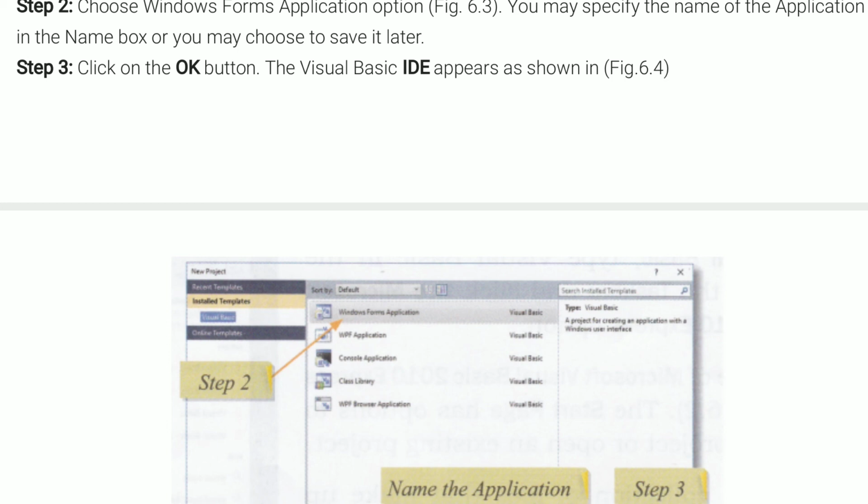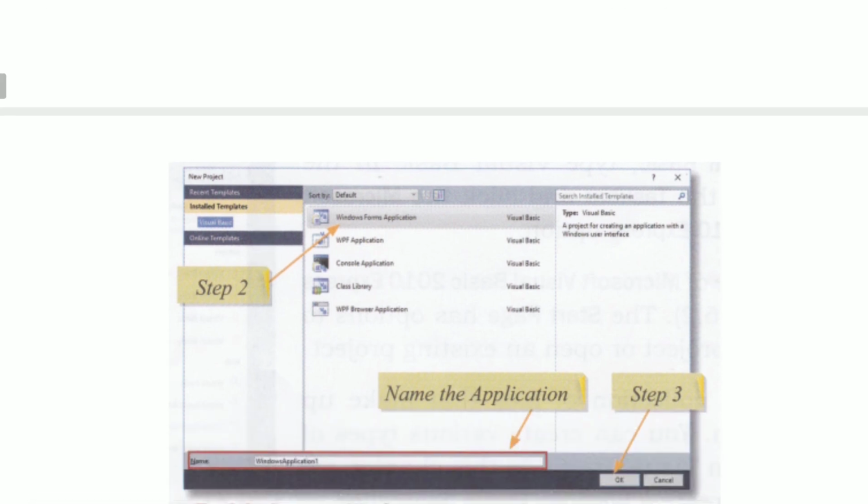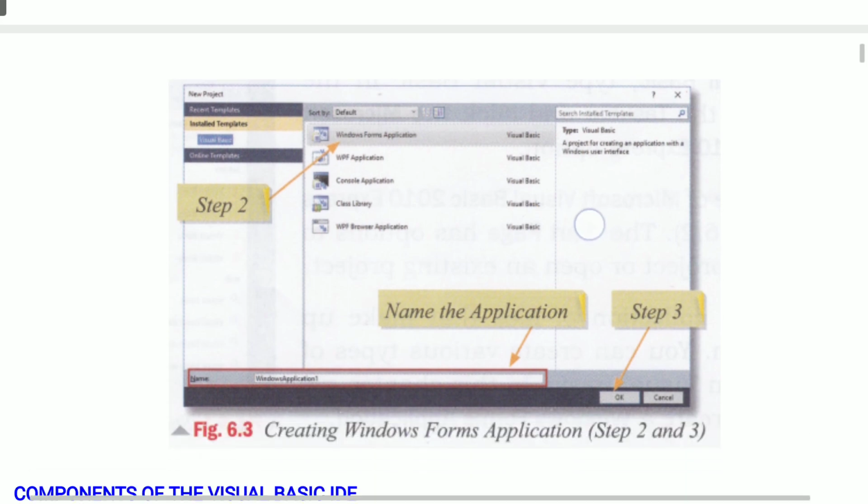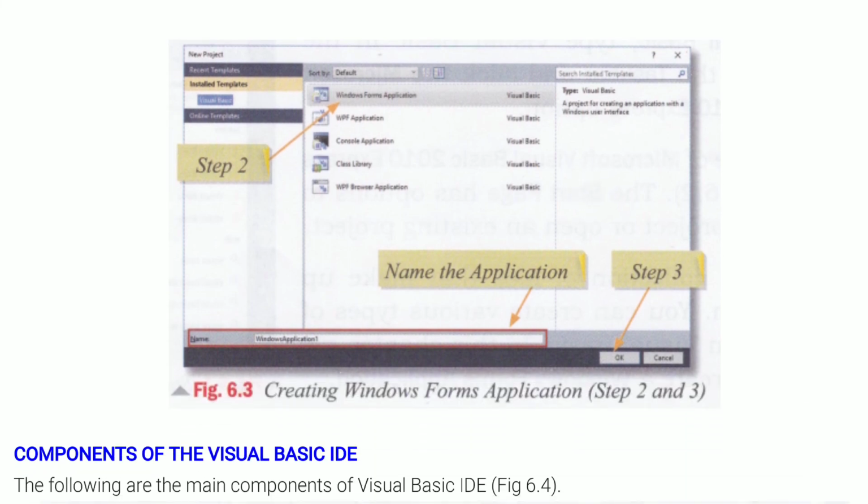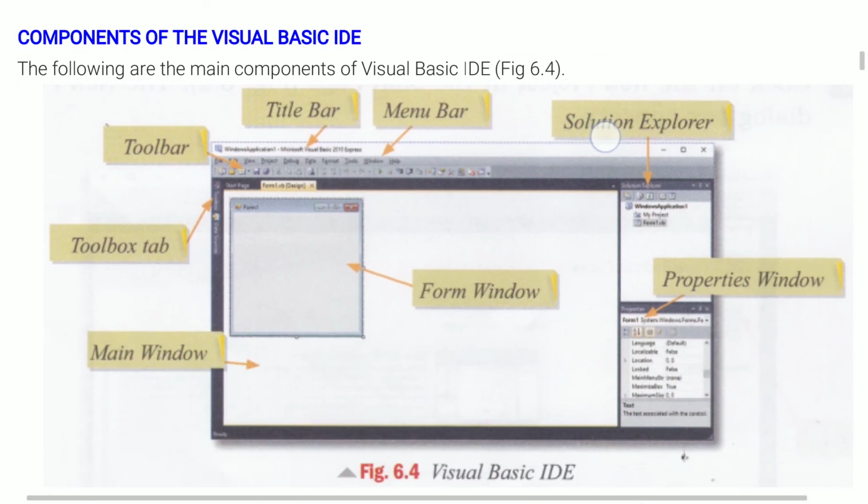And as we choose the Windows form application, you have to specify the name of the application in the name box. By default, it will be given as Windows Form Application 1. If we want to change the name, we can edit it, and then click on the OK button as indicated by step 3 on the screen. As we click on this OK button, the Visual Basic IDE window will open.